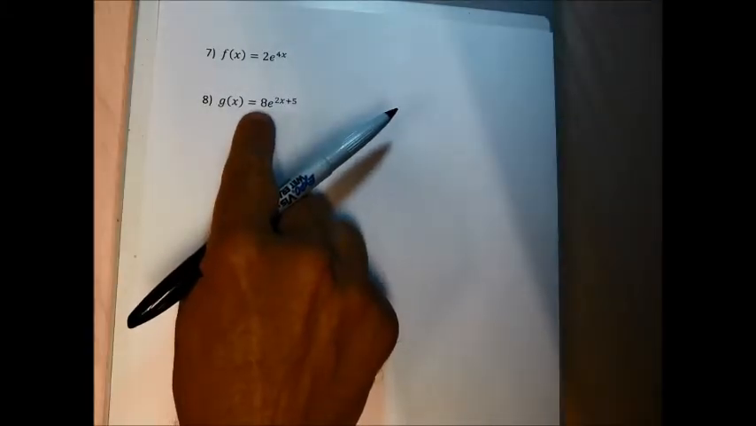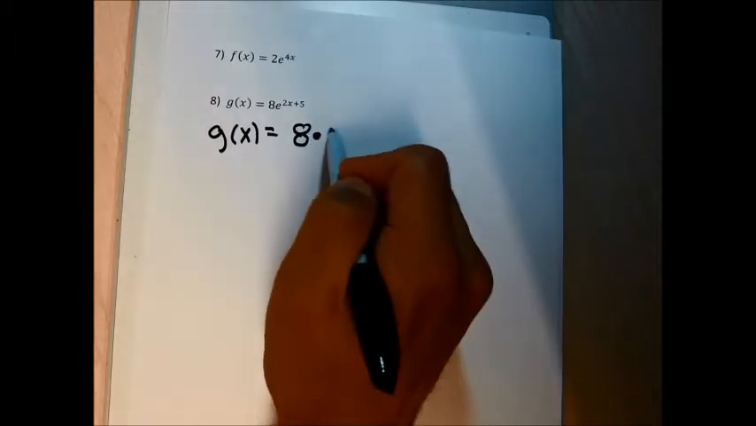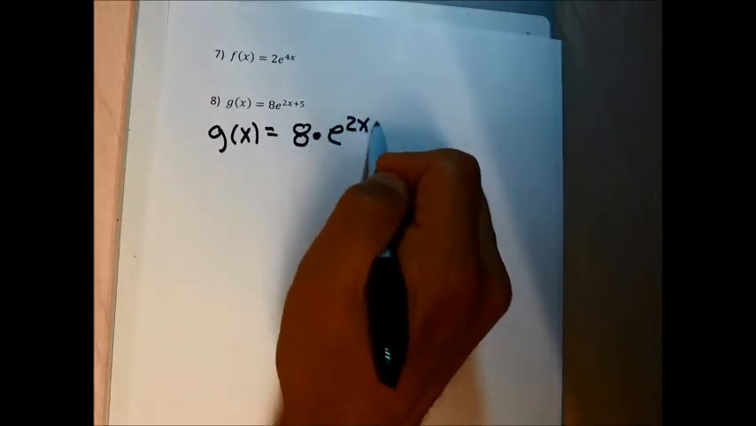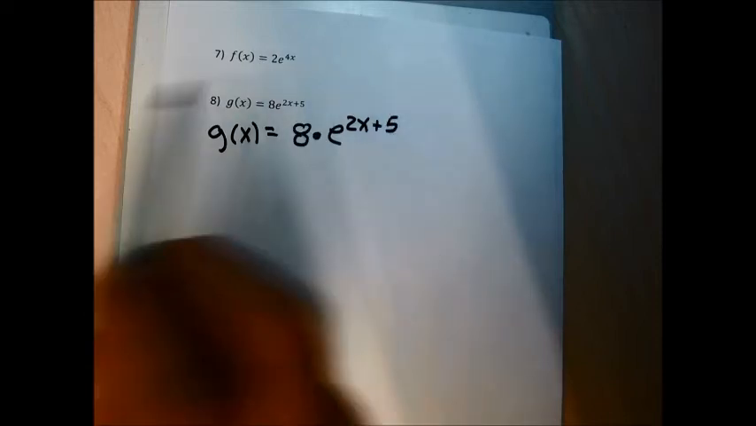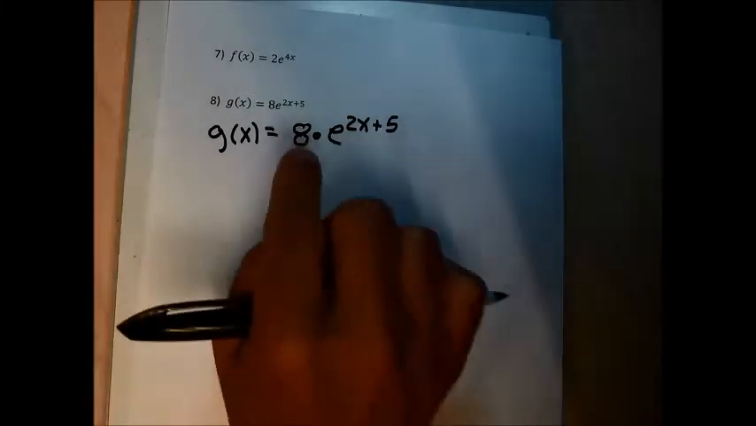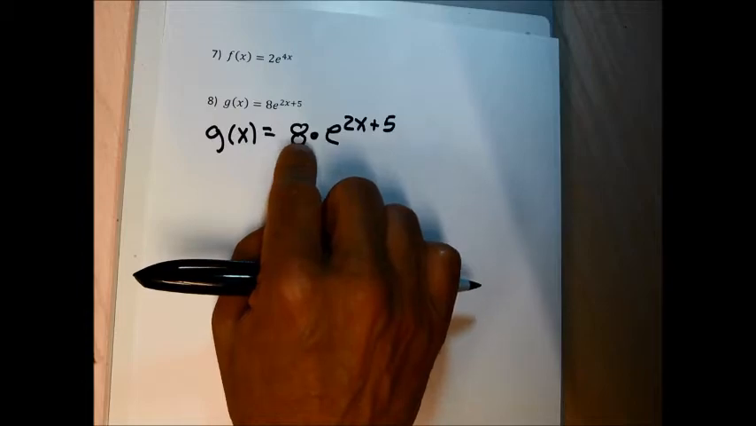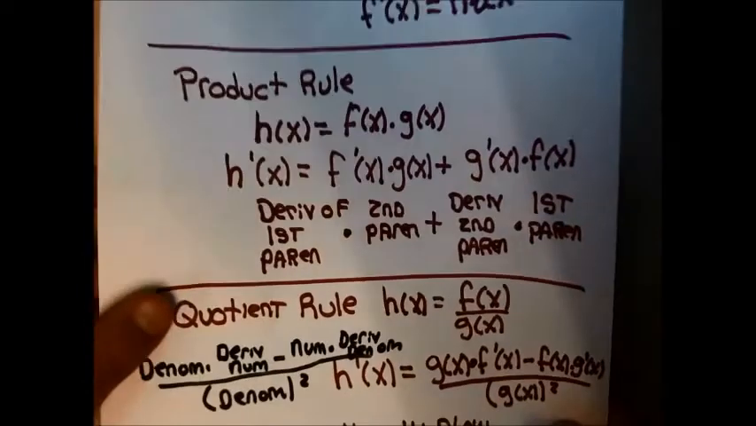If this 8 was an 8x, I'd have to use the product rule. But let me pretend that I didn't know a shortcut to this, and I'm thinking of this as 8 times e to the 2x plus 5, and anytime we have a multiplication, we can use the product rule. If one of the terms in the multiplication doesn't have a variable, we can skip the product rule, but I'm going to use the product rule here just to show you.